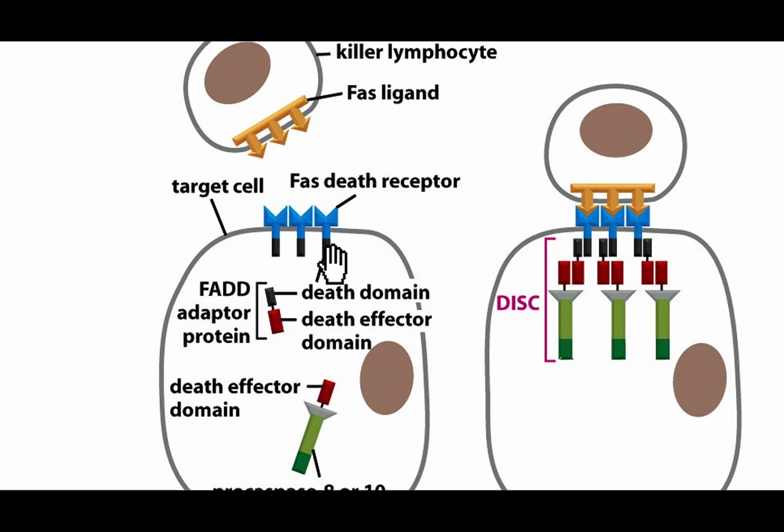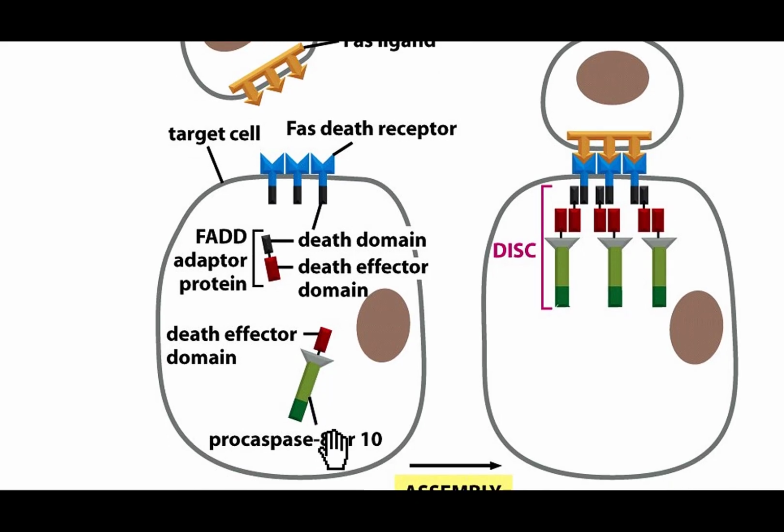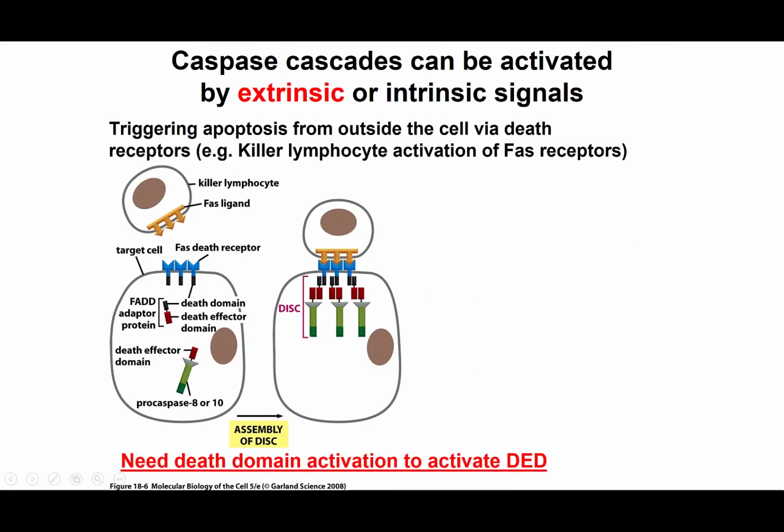If the death domain on the FAS death receptor binds to the death domain on FADD, that then activates the death effector domain on FADD, and the death effector domain on FADD will bind to the death effector domain on procaspase 8 or 10, one of our initiator caspases. You do need death domain activation to activate the death effector domain. Notice the complex that you have formed, and this is what we call the DISC, as in death-inducing signaling complex.